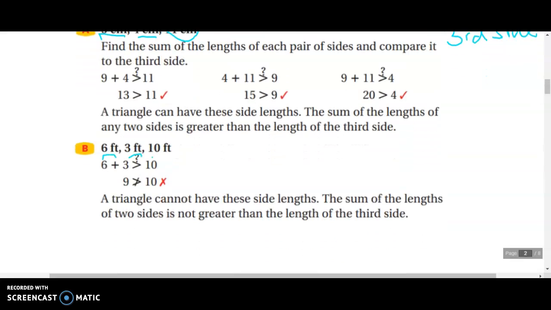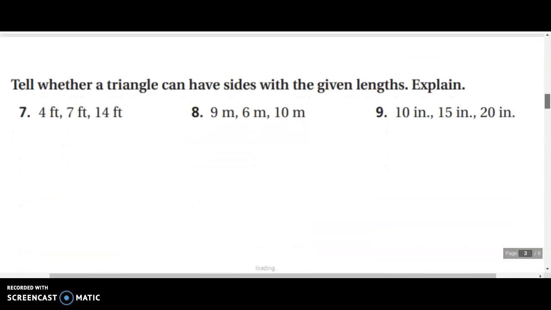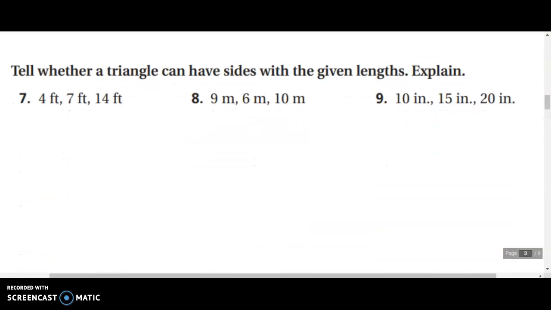6 feet, 3 feet, 10 feet. The two smallest sides are 6 feet and 3 feet. 6 plus 3 equals 9. 9 is not larger than 10, therefore this could not be a triangle. It's as simple as that. We don't need to spend too much time with it. What you just have to do, take the two smallest sides, 4, 7. 4 plus 7 equals 11. 11 is not greater than 14. Therefore, this could not be a triangle.